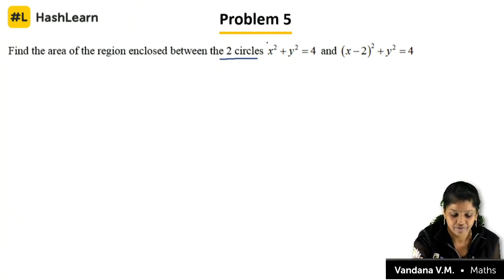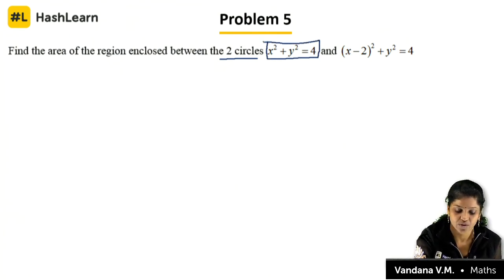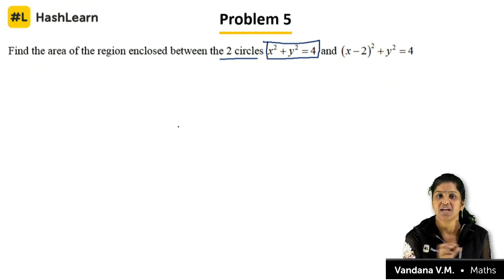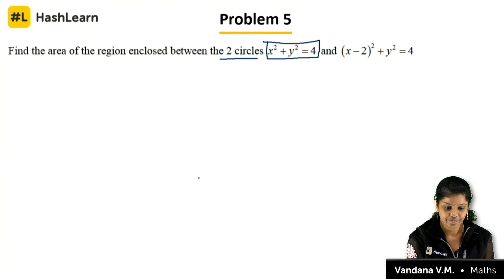Two circles. One circle is x square plus y square is equal to 4. I clearly make out that the other circle is passing through the origin.